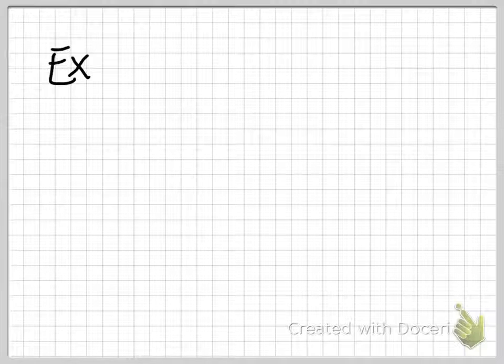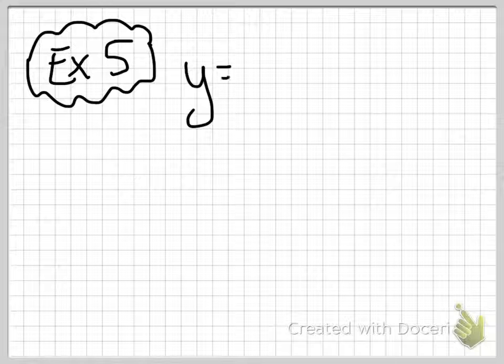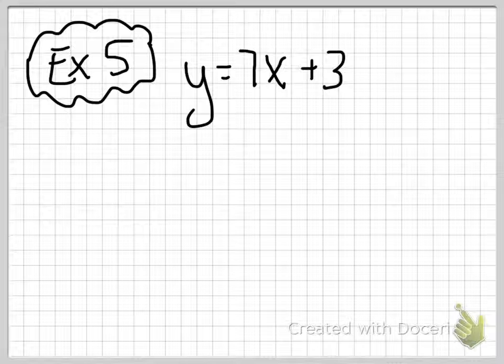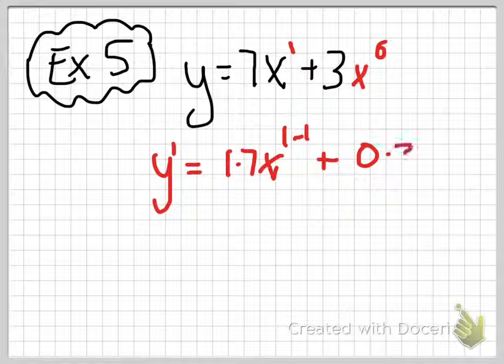Next example. That was example 4, so example 5. If you had y equals 7x plus 3, what would the derivative be? So think of it like this. This is 7x to the first power, if you really wanted to think about it like that. And this is 3x to the 0 power. So my y prime is going to be 1 times 7, x to the 1 minus 1 power, plus 0 times 3, x to the 0 minus 1 power.